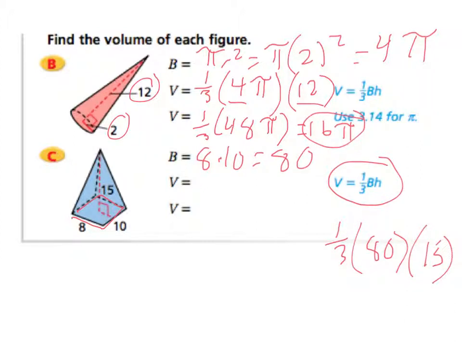I'll write that up here. It'll be 1/3 times 80 times 15. So that's going to get us 400 units cubed. Okay, so whenever we do the volume of a circular cone, or a triangular prism or rectangular prism, then we have to always make sure we're doing 1/3 times the area of the base times the height.